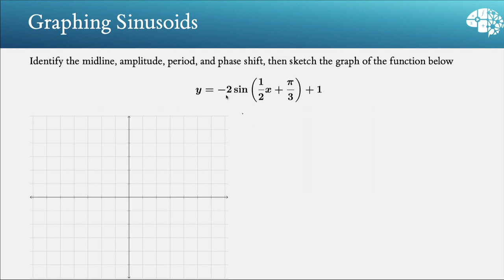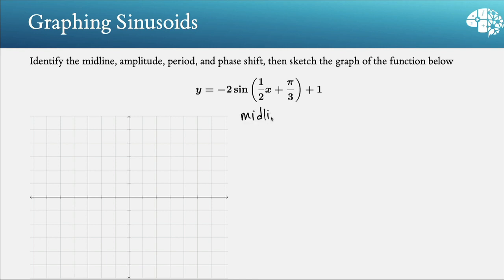So here we've got this sine function. We want to identify the midline, amplitude, period, and phase shift. And then we're going to sketch it. Those are the four things that you need in order to graph any of these. Okay, so we'll start with the midline.